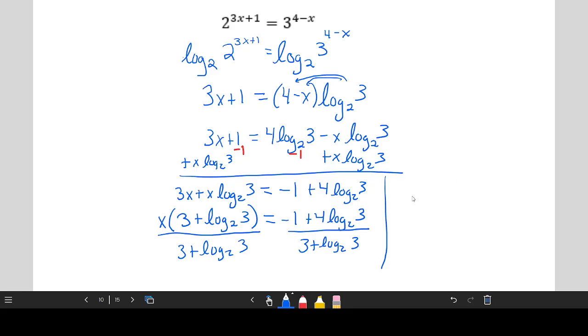And so we just have x equals negative 1 plus 4 times log base 2 of 3 over 3 plus log base 2 of 3.